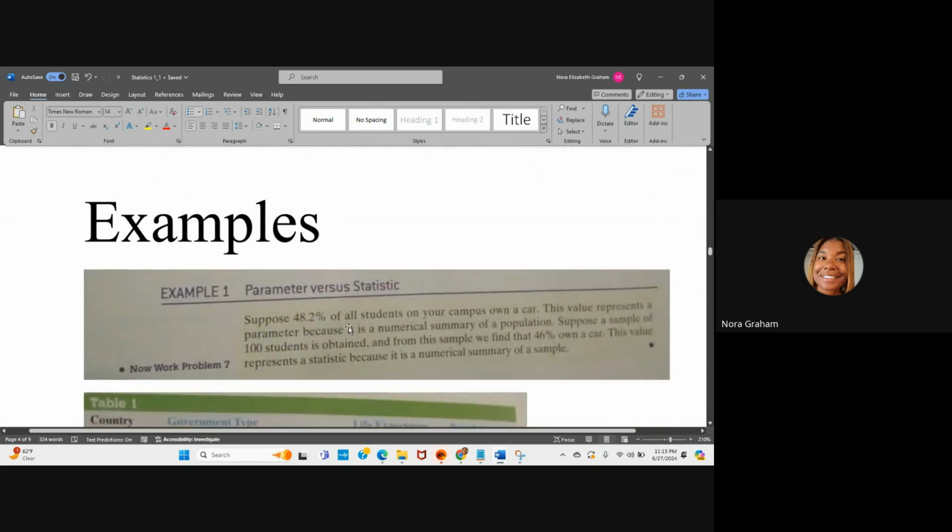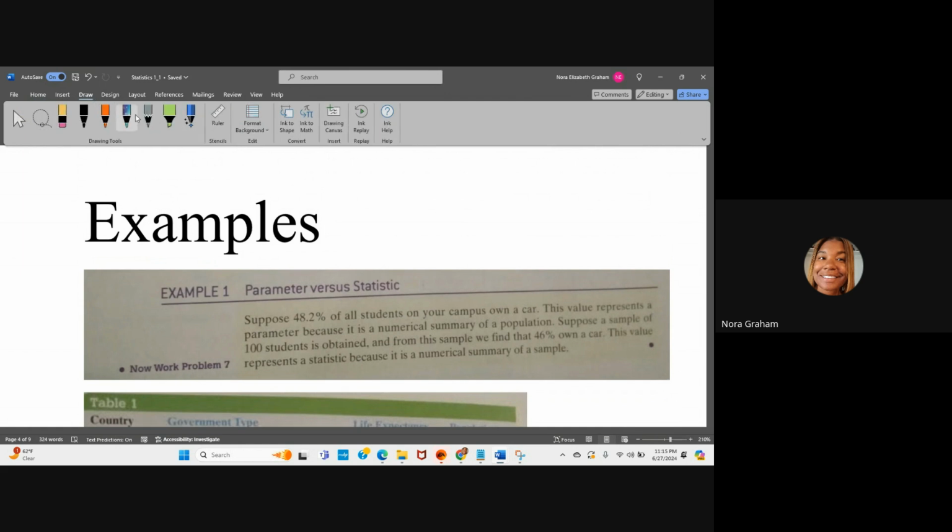Suppose 48% of all, okay, and I always like to annotate whenever I read statistic word problems, because then you can really zoom in and make sure you're doing the right thing. All right, so suppose 48% of all, that means it's going to be a parameter because I'm dealing with all of everything, of students on your campus own a car. This value represents a parameter because it's a numerical summary of a population, or all.